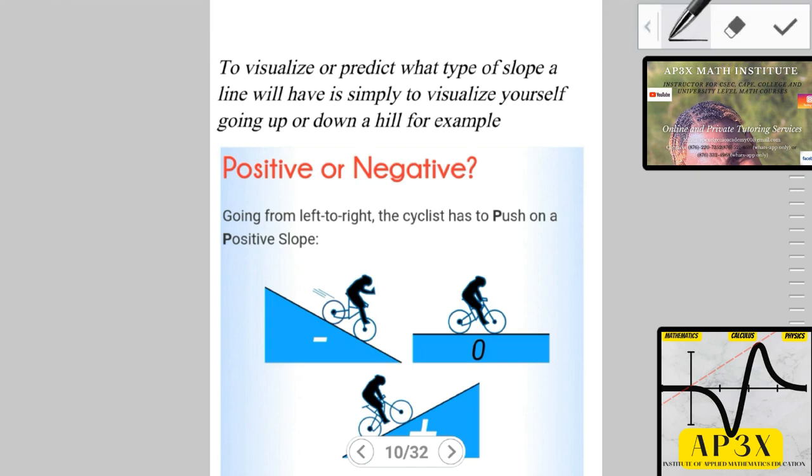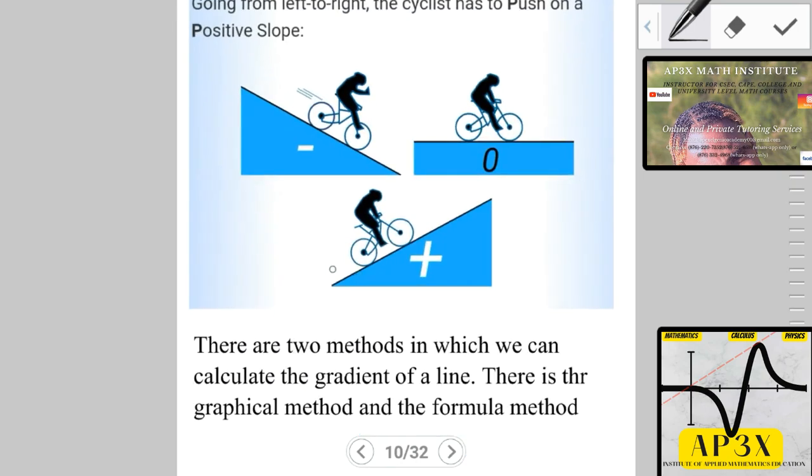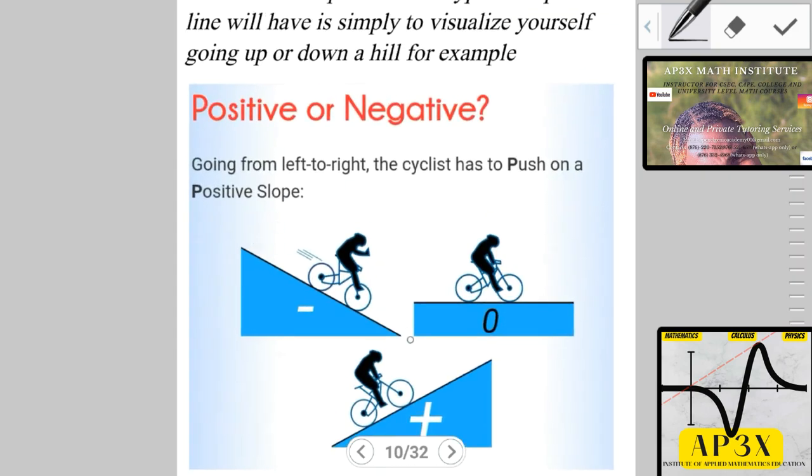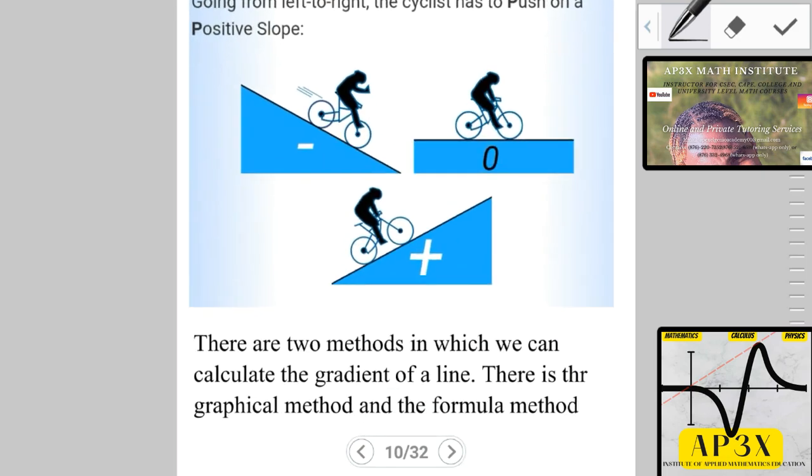And again, as I mentioned to you before, this is the document I was talking about to visualize or predict what type of slope, not what the slope is now, guys. To determine what type of slope a line has, we will simply have to visualize ourselves going up or down a hill. And so, as you can see here, going from left to right, the cyclist has to push a positive slope. From left towards the right, he has to push a positive slope. And of course, from right to left, he has to go down a hill, and here is a 0 slope.